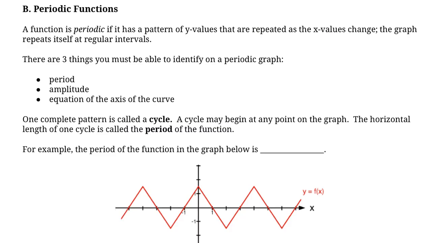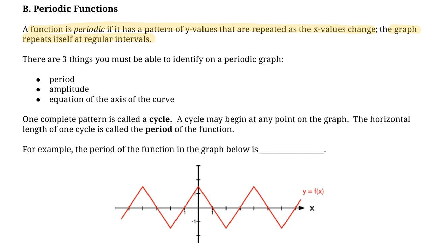So let's learn some of these terms. A function is periodic if it has a pattern of y values that are repeated as the x values change. And that also means that the graph is going to repeat itself at regular intervals. So just like our previous graph on the high roller. And there are 3 things that you need to be able to identify on a graph of a periodic function. That's the period, the amplitude, and the equation of the axis of the curve.